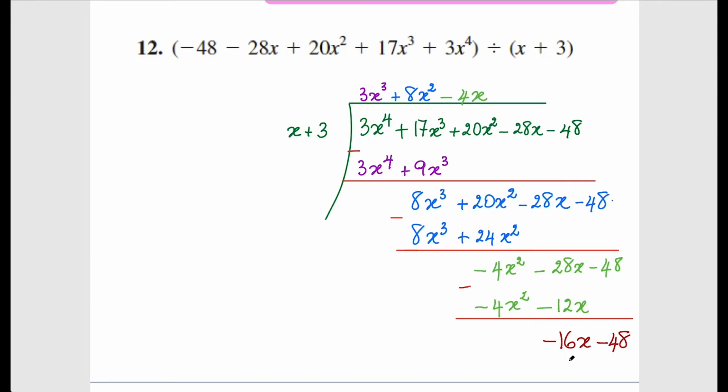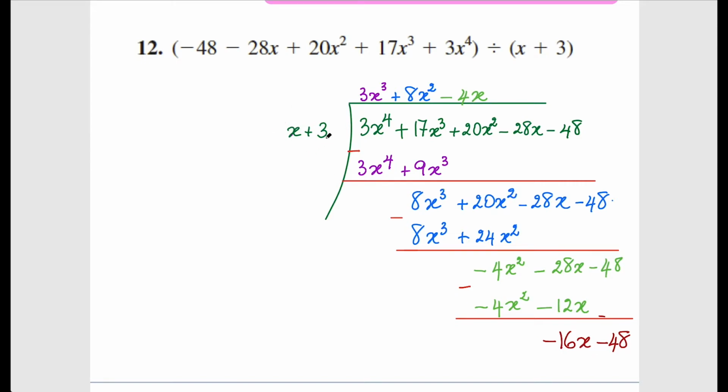Are we done? No, because the degree here is still 1, right? This is of degree 1. And the degree of the divisor is 1. So we can keep going. When do we stop? We stop when we drop below the degree of the divisor.